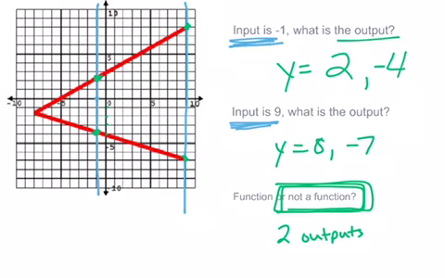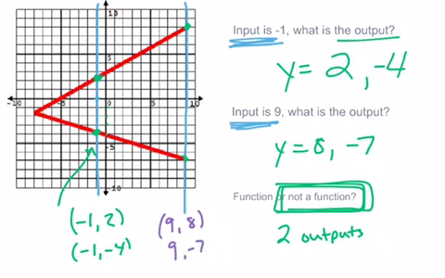So what that would look like with points or coordinates, the first one would be -1, 2, and it would also have another coordinate, -1, -4. So those would be the 2 points along the -1. And the second one, it would be 9, 8, and 9, -7. Again, the inputs have different outputs, so it's not a function.